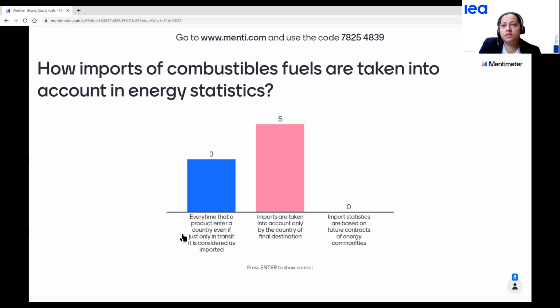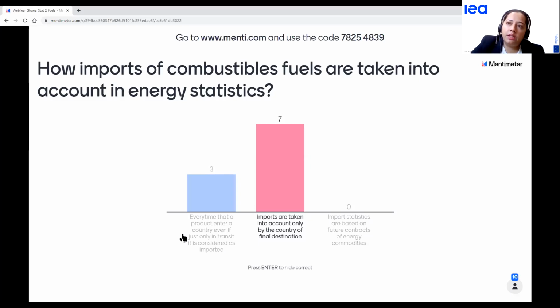So we have more participants that think that it's only by country of final destination. We have 10 participants that have replied, and 7 out of 10 think that it's by the country of final destination. And the correct answer is indeed, imports are taken only into account by the country of final destination. And here transit is not taken into account. But you will see more the subtleties of this during the presentation.